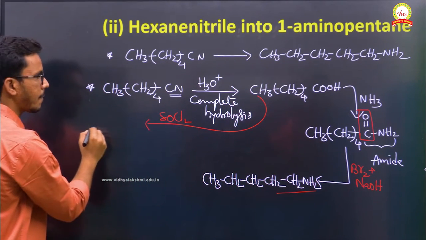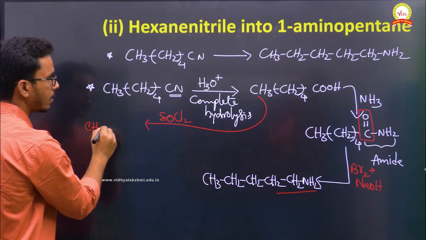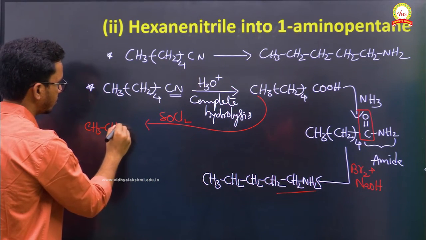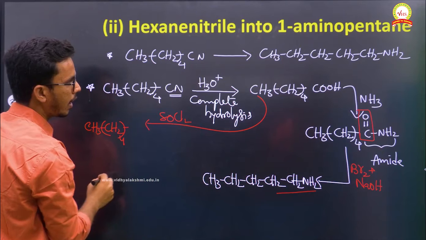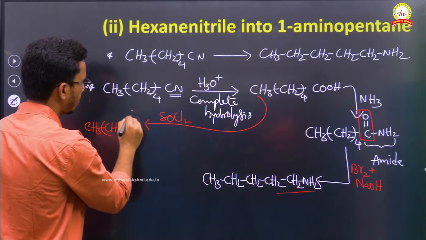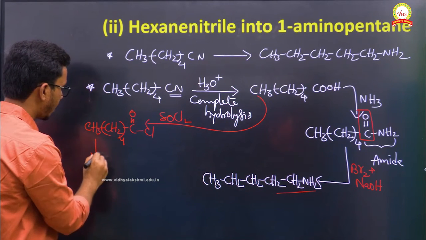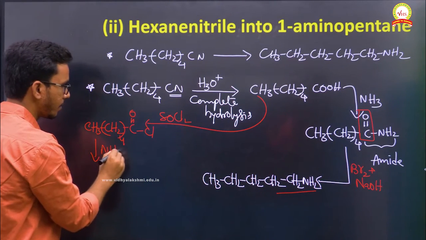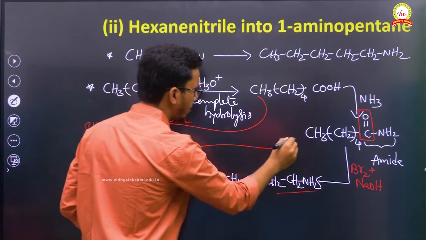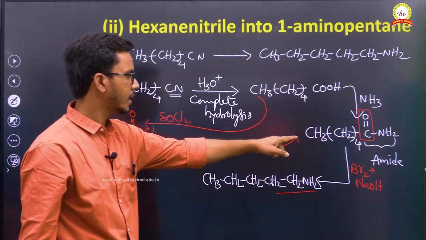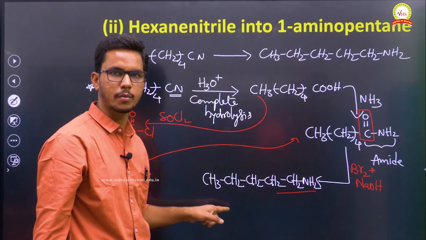What will we get here? That is CH3CH2 taken 4 times and C double bond O Cl. The acid chloride we will get first, and this one on reaction with NH3 we will get the respective amide which we were discussing. After getting the amide, the same reaction, the Hofmann bromamide reaction.